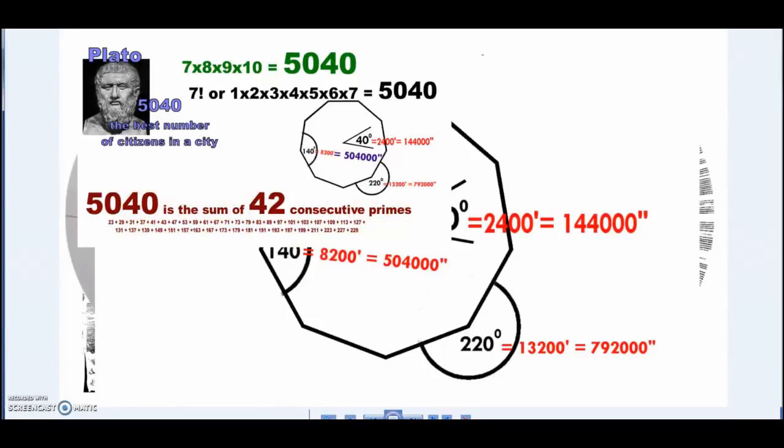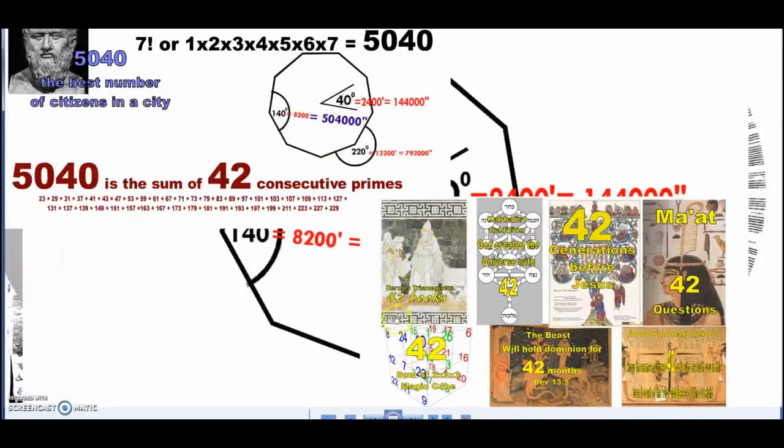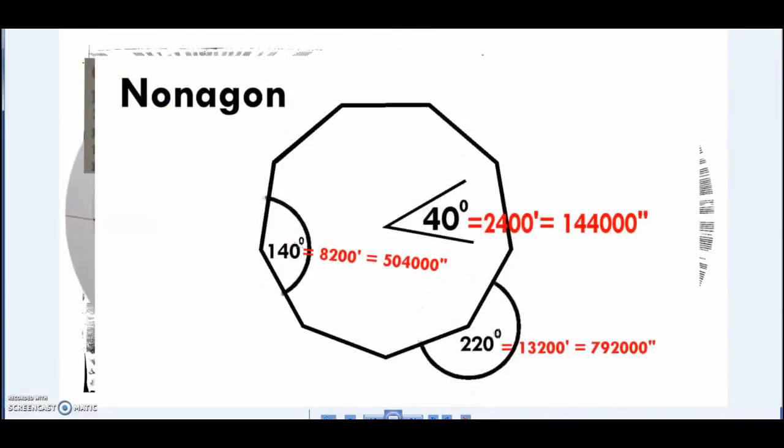Now, they're just curiosities, okay? But they're still not even the 7. 1, 2, 3, 4, 5, 6, 7. The factorial of 7 is 5040. And the importance of the number 42 in especially Hermetic traditions, and again in the Bible, ancient Egypt, etc., and even in math and geometry, the magic cube, for instance.